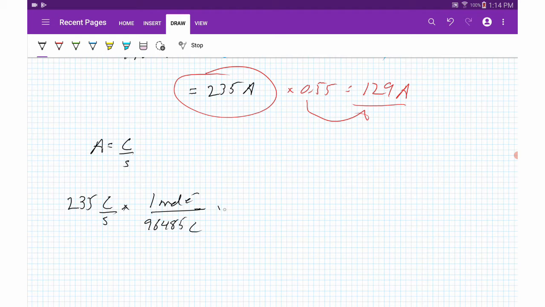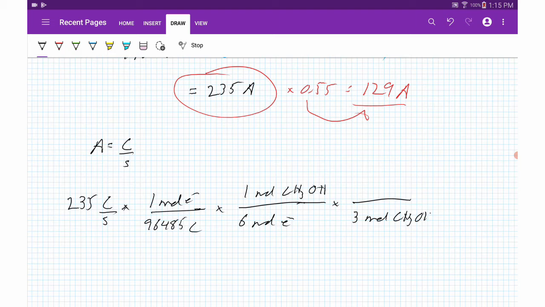We know from the chemical reaction that we have 6 moles of electrons for every 1 mole of methanol used. And we know the concentration of methanol is 3 moles per liter. So when we go through and start looking at the units here, moles of electrons cancel, coulombs are canceling, moles of methanol are canceling. That's a good start. And we're left with units of liters per second.